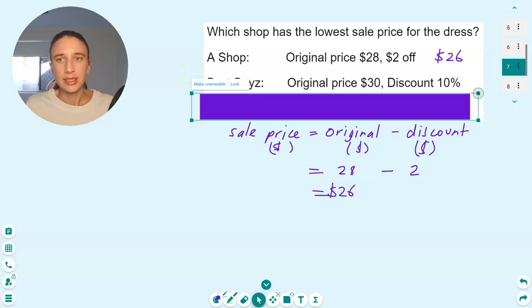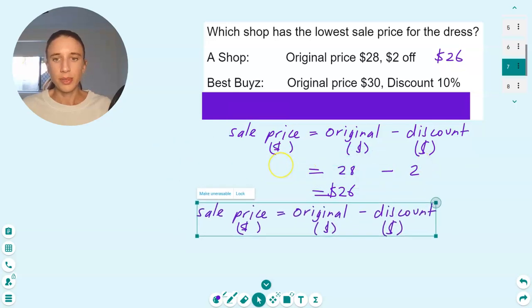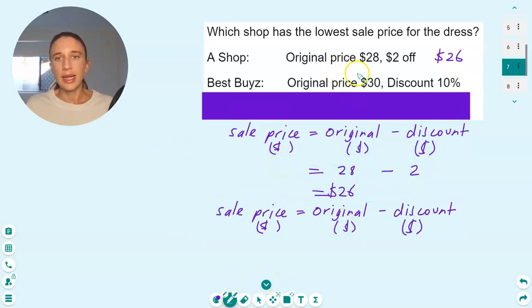And let's check out Best Buys. So same formula again. I'm just going to copy and paste it down. And we've got our original price, which is 30. And we've got our discount. Now this time, our discount is 10%. Now that discount means it's a percent of the original price. So I'm going to rewrite this discount amount because we need to have it in dollars. We're given a percent. So our discount is a percentage of the original price, which is 30.